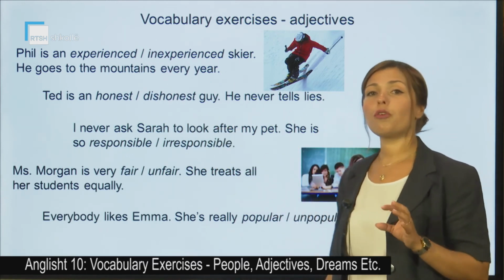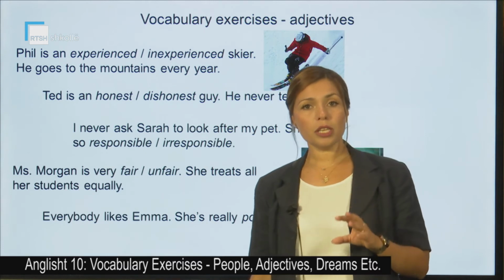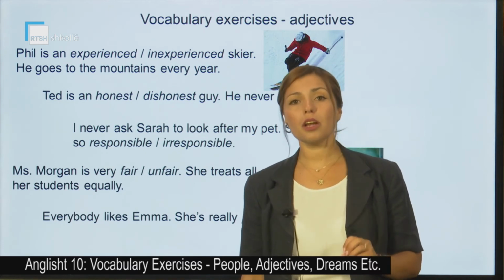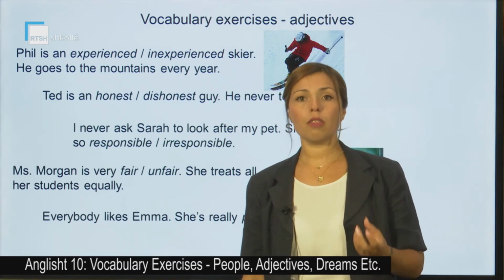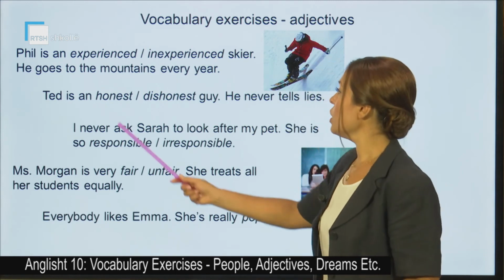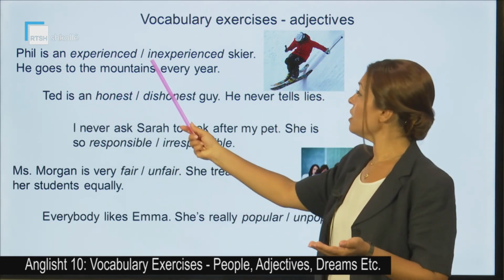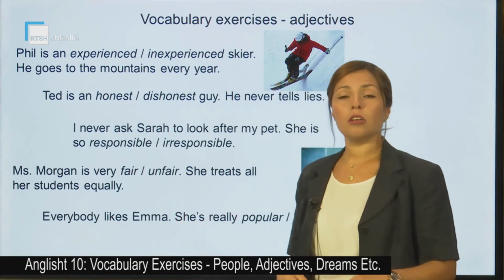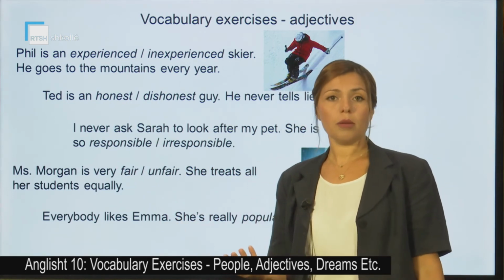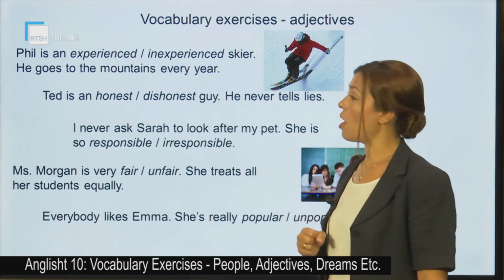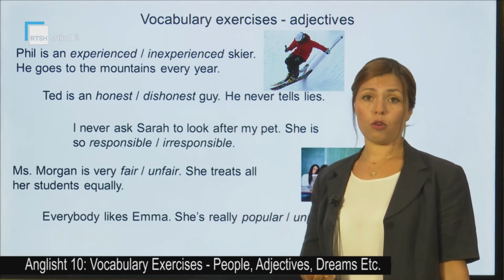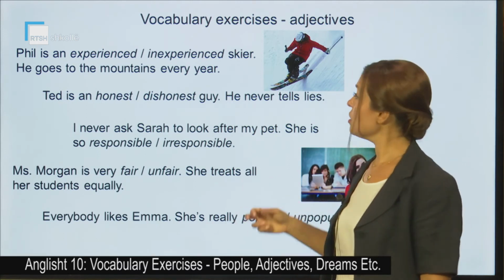In order for you to find the correct answer, you need to read the sentence carefully to understand the meaning. So, Phil is an experienced or inexperienced, so the opposite, skier. He goes to the mountains every year. So when you do that all the time, it means that you are experienced, of course. You know things very well.